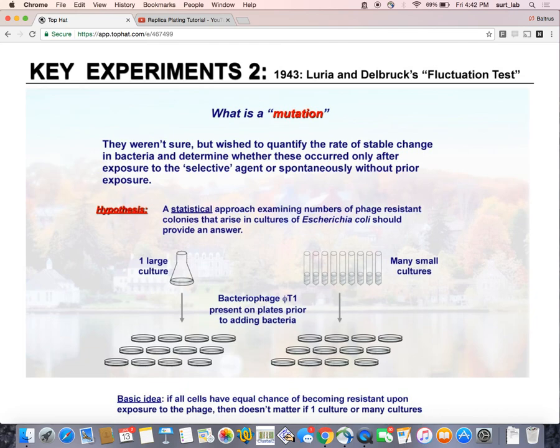I'm going to get to that in one slide, but you were ahead of me. The key take-home from this, though: same amount of cells on each plate. If resistance only occurs after the phage are added, it doesn't matter how you grow it up. It's the same amount of cells on each Petri dish.